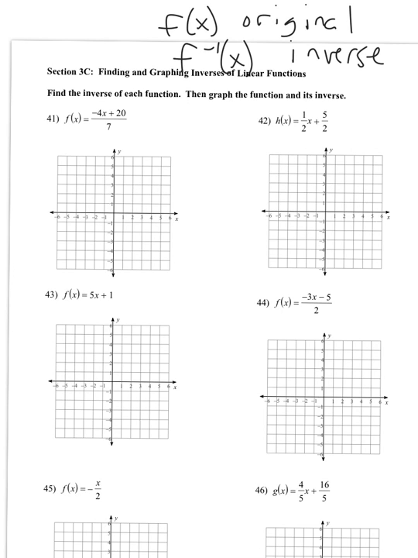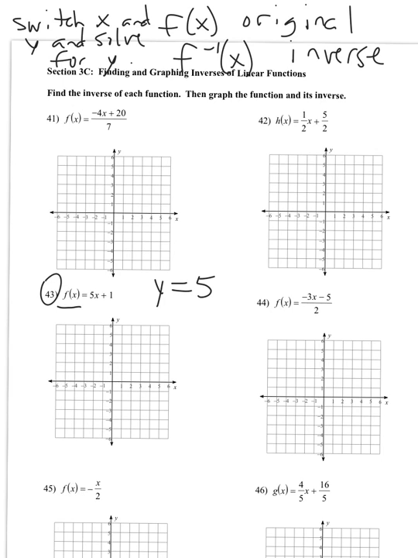Okay, and what you're going to do to find the inverse is you're going to switch x and y, and then solve, after you do that, solve for y in your new function. And we'll do that here on number 43. So it's written in functional notation, so I'm going to let that f of x be y. So really the original function is y equals 5x plus 1. So what I'm saying here is we switch x and y and solve for y.